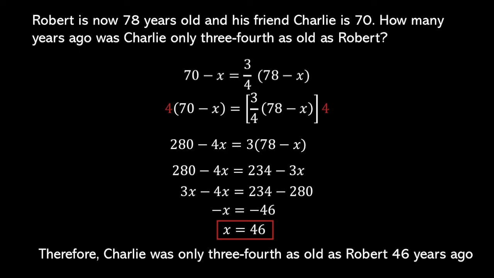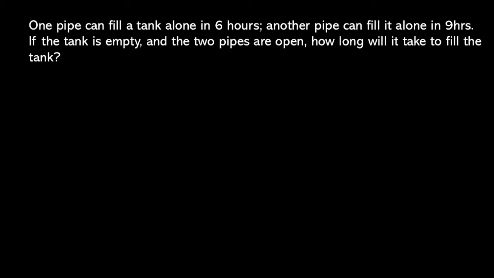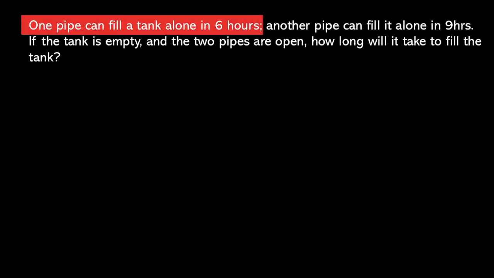Let's now try another type of word problem, a work problem. One pipe can fill a tank alone in 6 hours. Another pipe can fill it alone in 9 hours. If the tank is empty and the two pipes are open, how long will it take to fill the tank? The technique is to express the given information into ratios. Since one pipe, let's say pipe A, can fill a tank alone in 6 hours, then the tank-hour ratio for pipe A is 1:6. That is, one tank is to 6 hours.